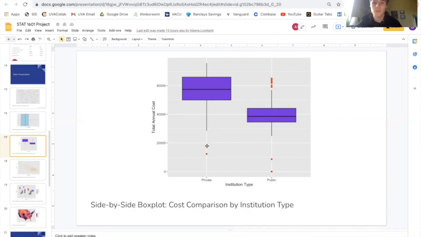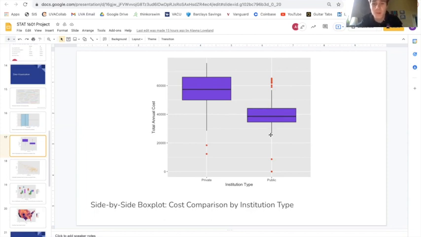As you can see, we have 2 points down here representing outliers on the lower cost side at around $12,000 a year and around $19,000 a year. Now moving on to the public institutions, we have a median annual cost of just under $40,000 a year, coming in at about $38,000. We have our Q1 at about $35,000 a year, and our Q3 at around $45,000 a year.